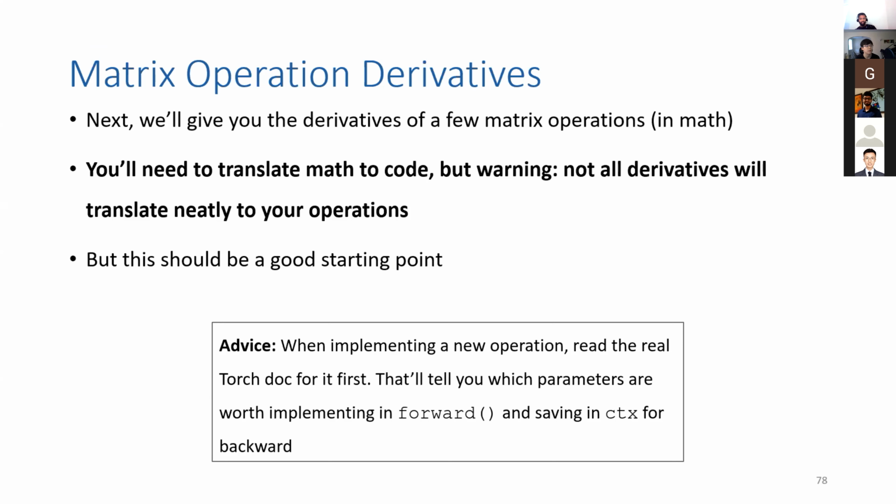Also, some general advice: when you're implementing a new operation, I saw some students' code so far that was pretty significantly different from what the actual torch receives as inputs. A big recommendation I have is to make it as similar to the actual torch as possible. So read the original documentation for that operation. That'll tell you what parameters are worth saving in forward, and also implicitly tell you what's worth saving in context for backwards. That's a pretty big hint, because the reason you should do this is that we know that it works.